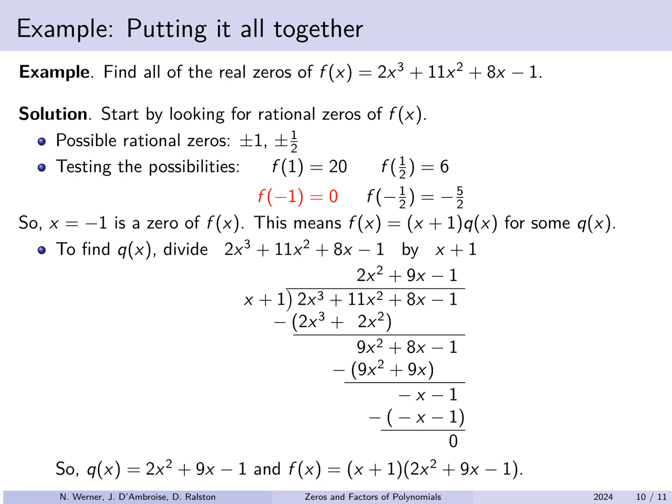So what we found is that this quotient is exactly 2x squared plus 9x minus 1. Therefore, the polynomial we started with, once we factor out x plus 1, the resulting quotient is 2x squared plus 9x minus 1, and there is no remainder to worry about. If you have a root of the function and you do this long division, you should get 0 remainder. If you don't, something went wrong.